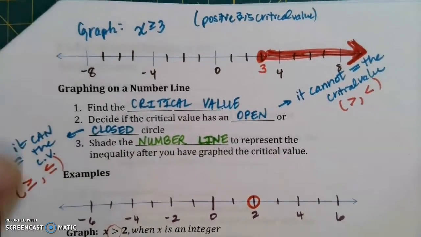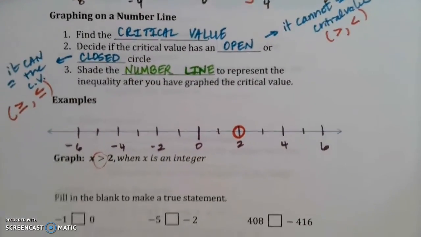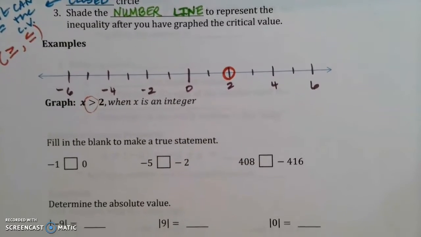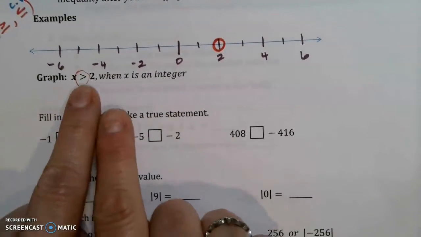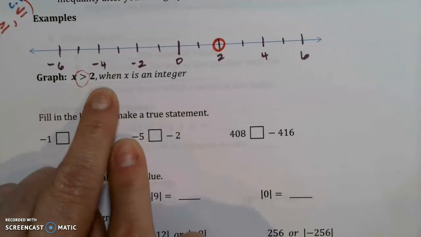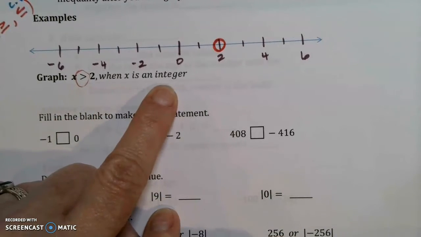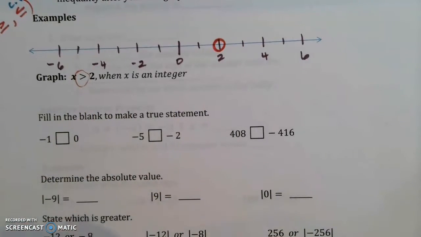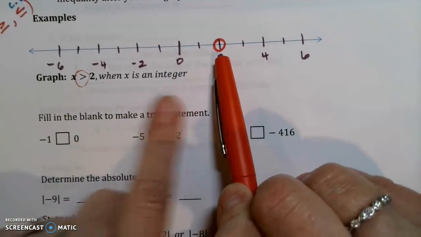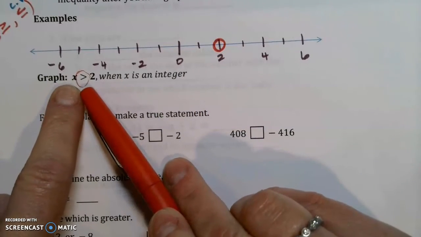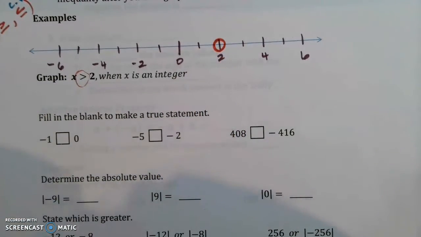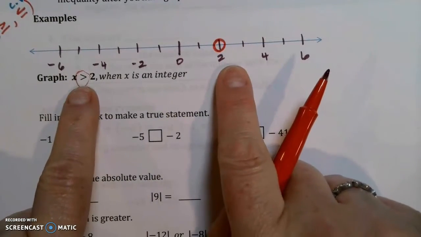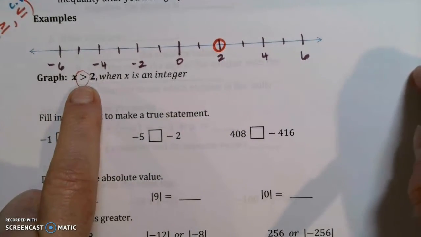Now another example of this, we might throw in an additional requirement. In this one, we are looking at x is greater than 2 when x is an integer. So for this one, it's a little different. It's just going to be an open circle because it's only greater than. It cannot be equal to 2. But then we are going to have whatever is larger than 2, but is also an integer.